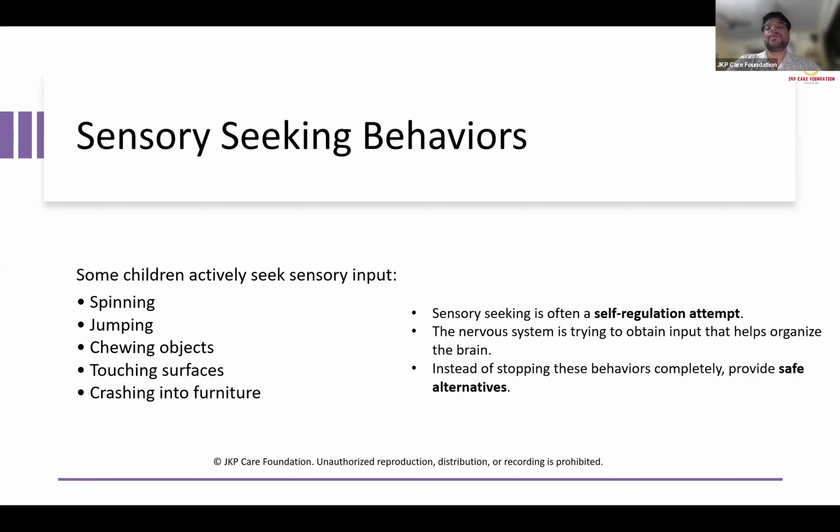We provide safe alternatives. So with sensory overwhelm, we provide them less sensory input because it is coming too much, so a controlled sensory environment. And with sensory seeking, we provide them extra sensory input. We give them options, safe alternatives to get that sensory input.